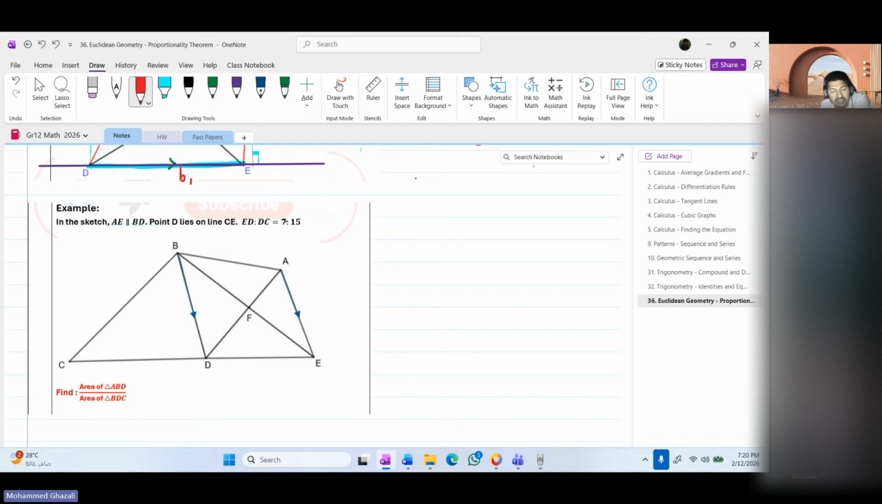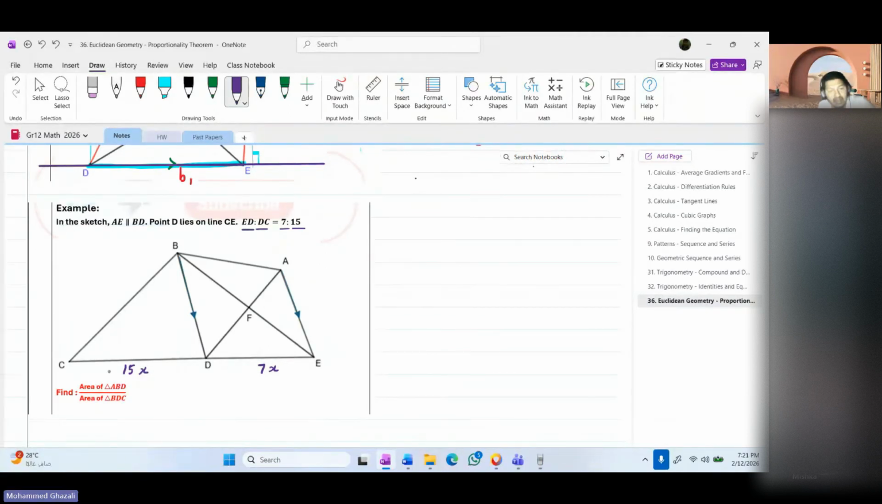ED to DC is 7:15. They just gave us a ratio. Remember, this is a simplified ratio, so it could have been 14:30. In other words, it is missing a factor. So that's the reason why we don't say 7:15. We say ED is 7x. And what is DC? DC is 15, so we write 15x. Okay, you don't write 7 and 15. You write 7x and 15x.